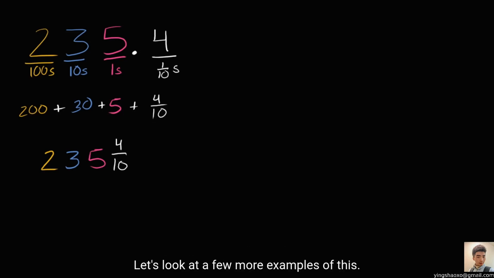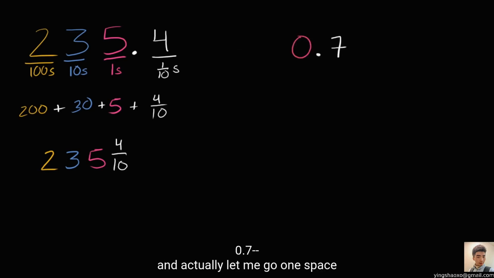Let's look at a few more examples. So let's say I were to write the number 0.7, and actually let me go one space even further to the right.